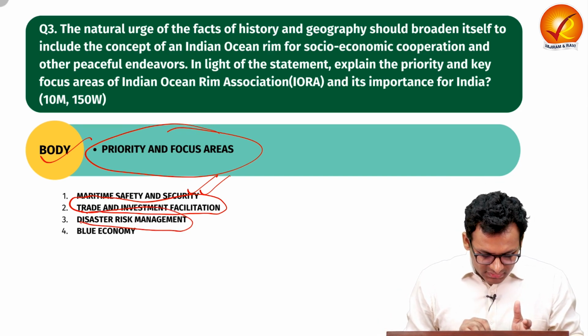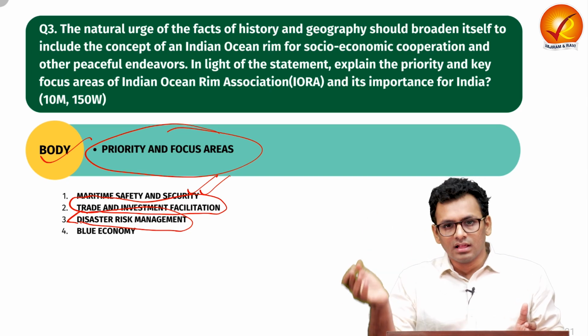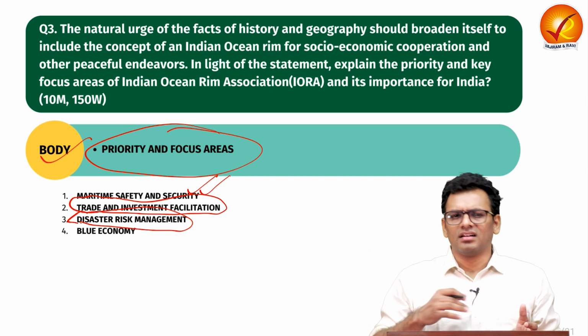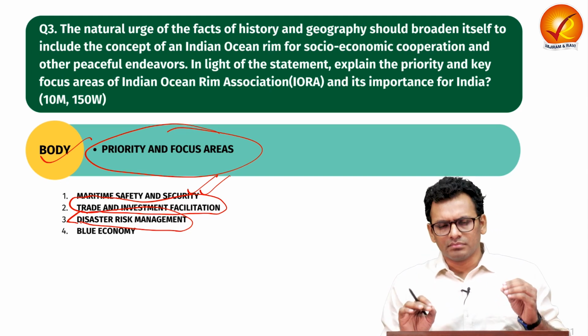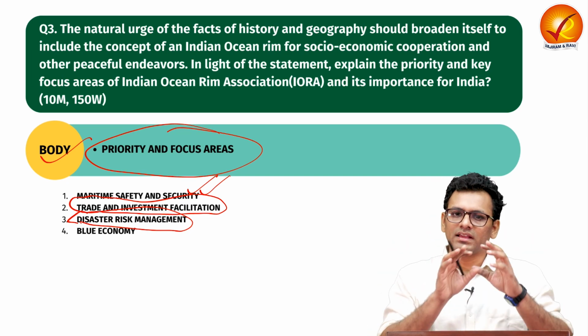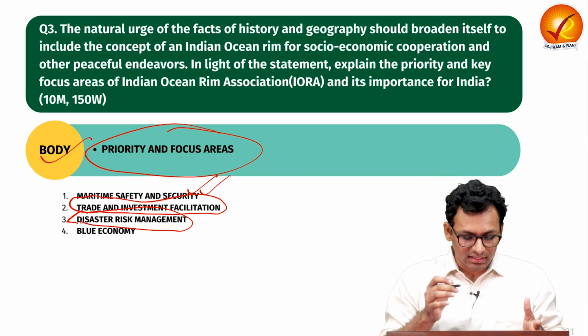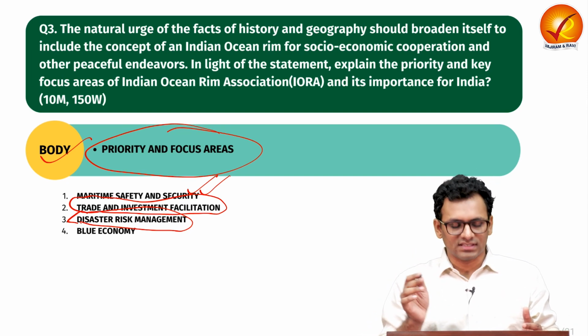Third is disaster risk mitigation. In the past, we have witnessed multiple disasters like tsunamis, etc. That is something that must be tackled, and it must be tackled in a way that it's a collaborative effort. And that's why organizations which have multiple members, like the Indian Ocean Rim Association, play a very crucial role with respect to mitigation of disaster.